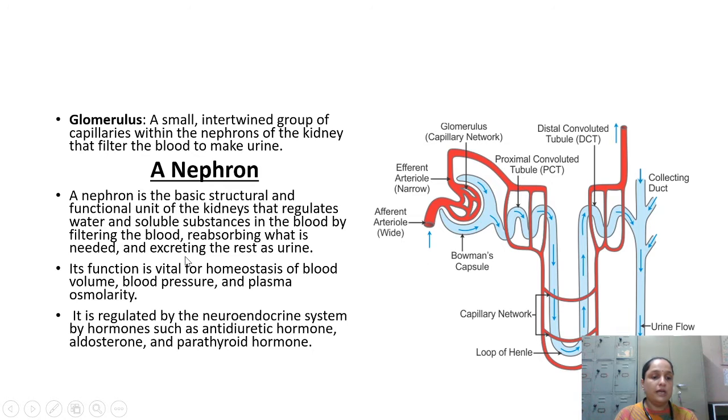नेफ्रॉन करता है. Its function is vital for homeostasis of blood volume, blood pressure. तो ब्लड वॉल्यूम, ओस्मो रेगुलेशन, बेसिकली सॉल्ट बैलेंस, वाटर बैलेंस, टेम्परेचर बैलेंस, ये सारी चीजें इनकी वजह से होती है. It is regulated by the neuroendocrine system. इसको कंट्रोल करने के लिए कौन सा सिस्टम है? न्यूरोएंडोक्राइन सिस्टम. By the hormones such as antidiuretic hormone, aldosterone, parathyroid hormones इसमें हेल्प करेंगे इनको.